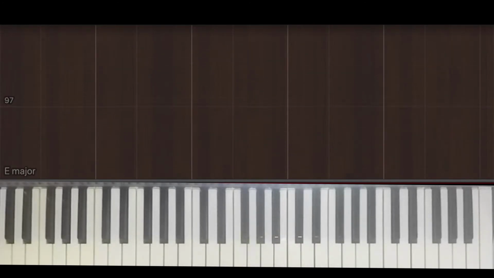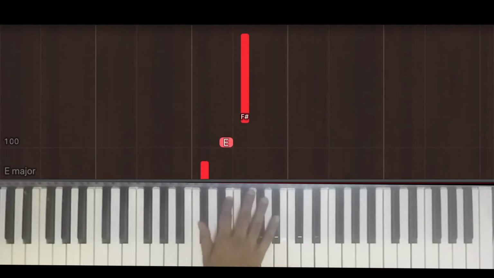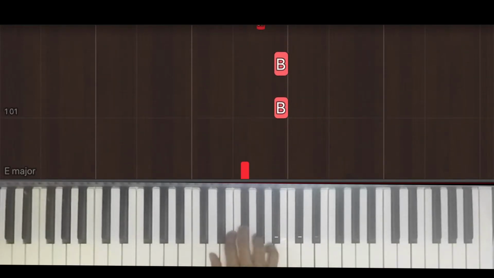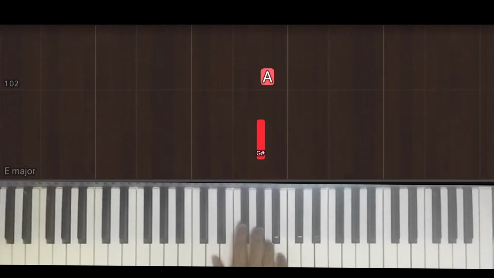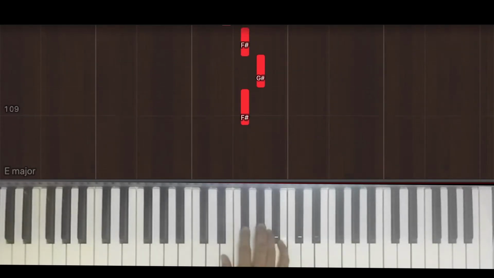Okay, I'll just stop there. I'll do that a bit slower with the counts. 1 and 2 and 3 and 4 E and a 1 and 2 and 3 and 4 E and a 1. Okay, let's put that together again without the music. Without the counts.